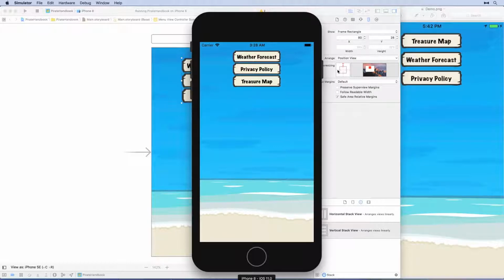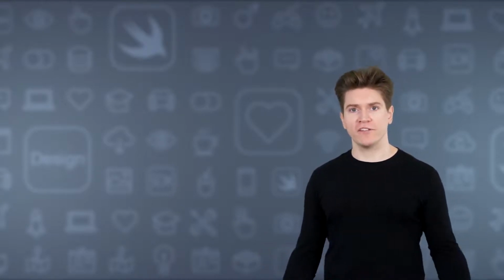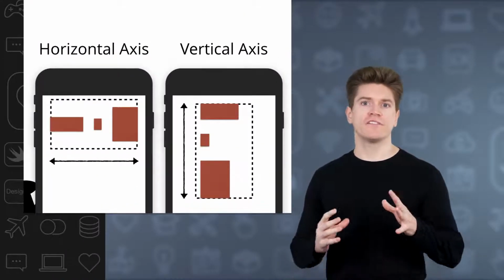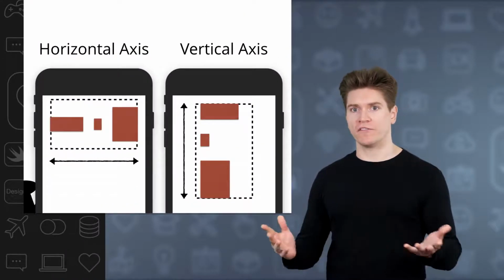Let's take a short break to find out more about the properties you can set on stack views. A stack view is a non-rendering view. That means it has no visible elements, not even a background. Its only purpose is to manage the layout of its subviews. Stack views have several properties that control the layout of subviews.